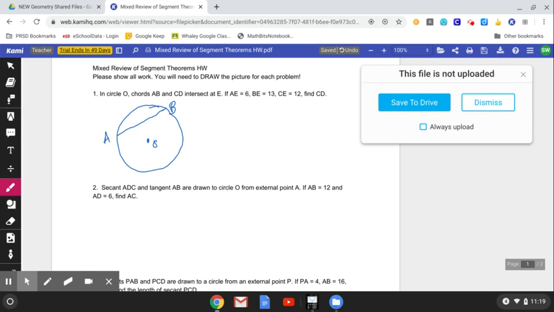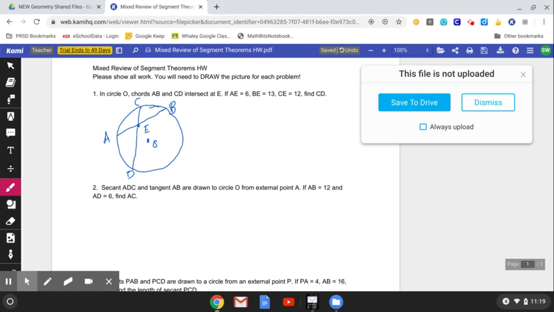And I'm just drawing this completely randomly. It really doesn't matter if it's not drawn to scale, as long as I can see what I'm supposed to see. And let's call this chord CD. And it says they intersect at E. I knew they didn't intersect in the center at O because it didn't say that. So that's why I didn't draw one that was a diameter or anything like that.